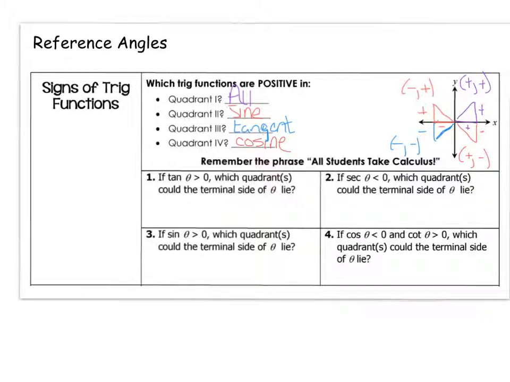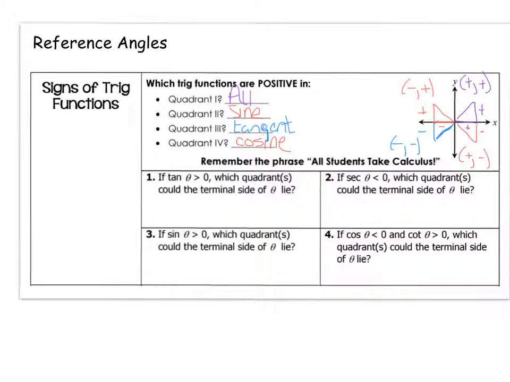Now, it's also important to note the reciprocal functions have the same sign as the original. So for this one, since sine is positive, that would mean cosecant is also positive. If cosine is positive, secant is also positive. If tangent's positive, cotangent's positive. The reciprocal functions have the same sign as the original functions because all you do is take the reciprocal, okay?